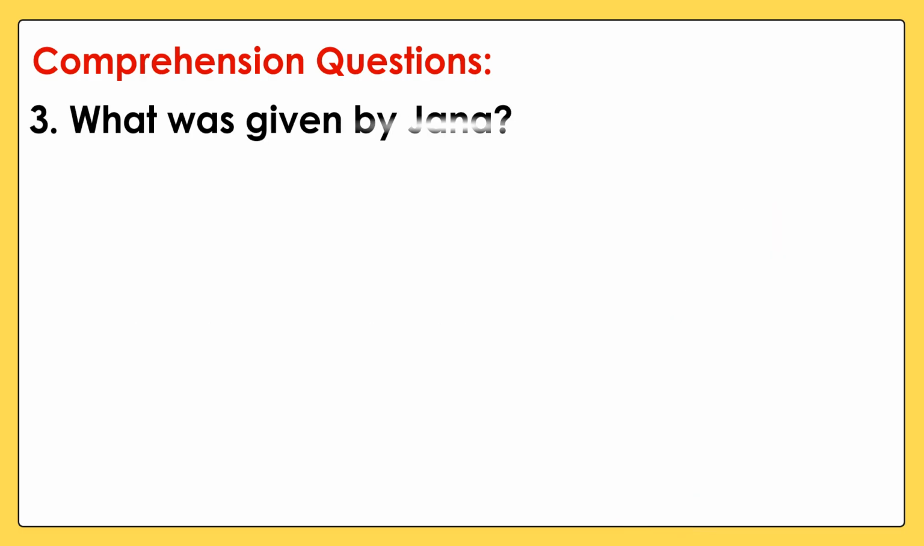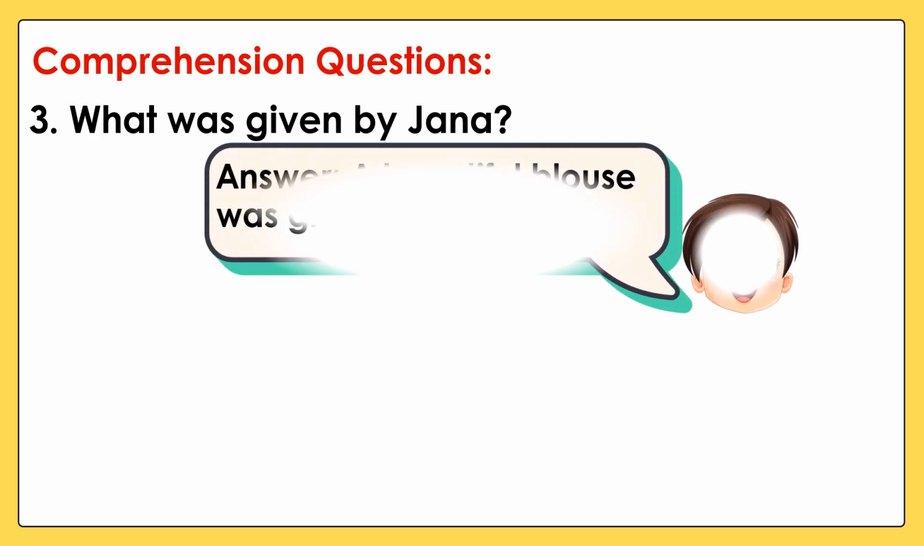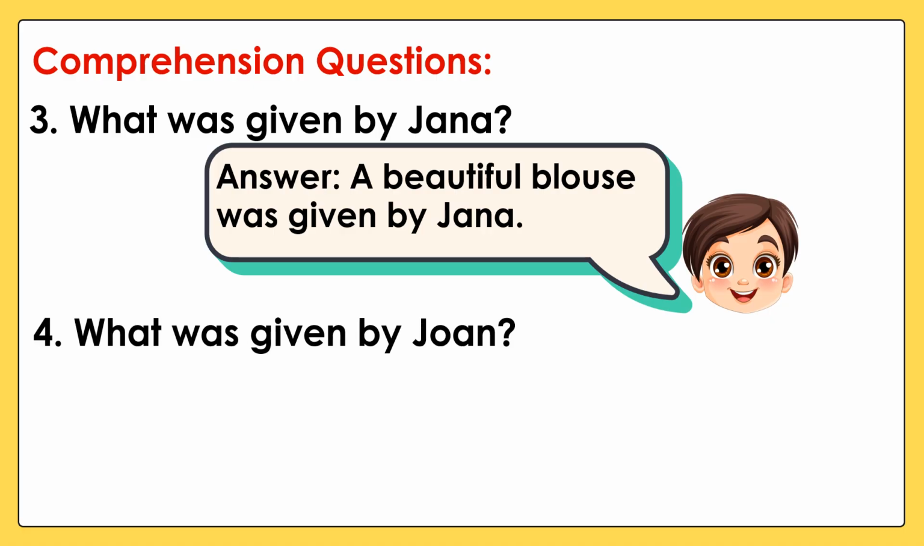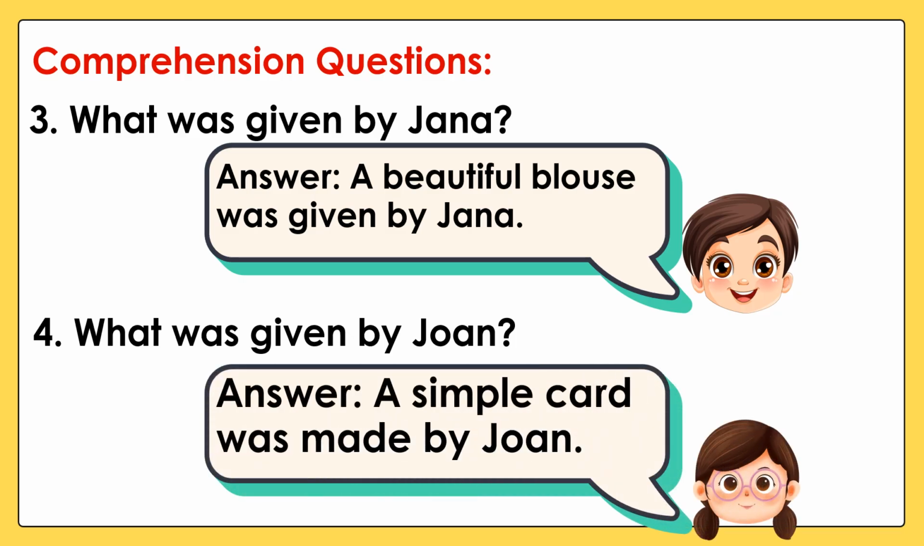Number 3, what was given by Jana? The answer, a beautiful blouse was given by Jana. Number 4, what was given by Joanne? The answer, a simple card was made by Joanne.